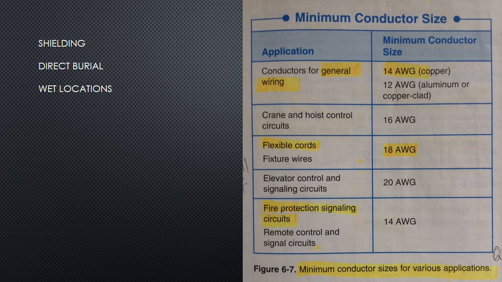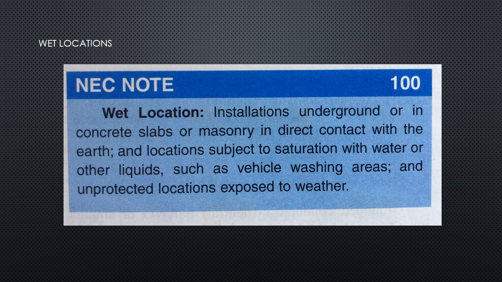Wet locations. Conductors used in wet locations must be either lead covered or marked with a W. RW, TW, and THW, for example, indicate they are suitable for wet locations. NEC notes: wet locations include installations underground or in concrete slabs or masonry in direct contact with the earth, and locations subject to saturation with water or other liquids, such as vehicle washing areas and unprotected locations exposed to weather.